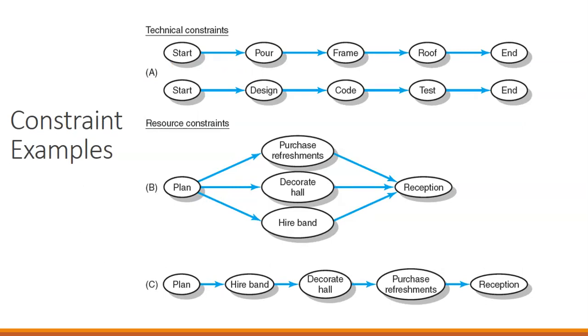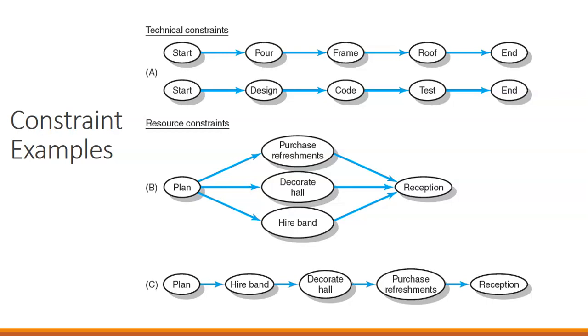So our technical constraints are that, this is a house example, we need to pour concrete before we could put up the frame. The frame needs to exist before we can have the roof. In a software design, we need to design, then code, and then test the code. Then that's a technical constraint, that something has to happen before the next thing can happen.